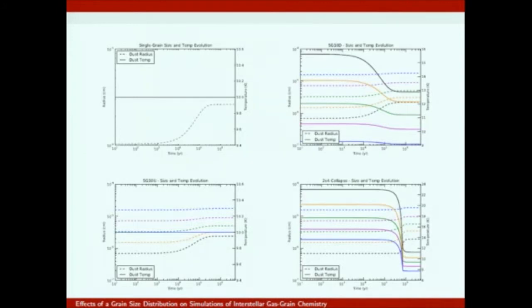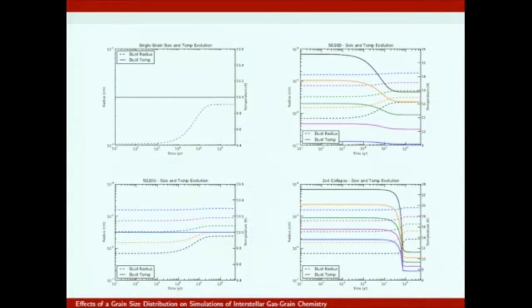So this is a 5-grain distribution with a distribution in both size and temperature. I'll explain how these plots work real quick. And then this last one is just a collapse model. So it's not a quiescent cloud, but collapse models generally try to represent actual physical conditions a bit more precisely.